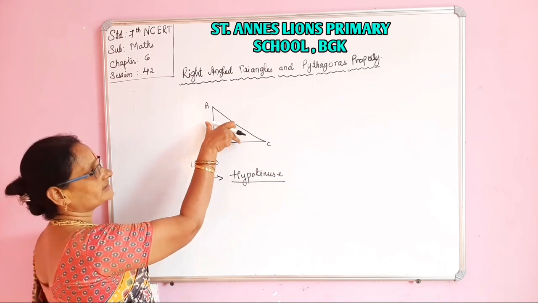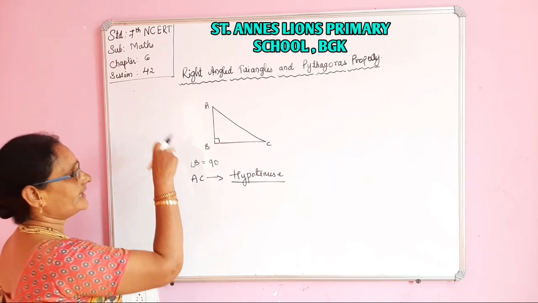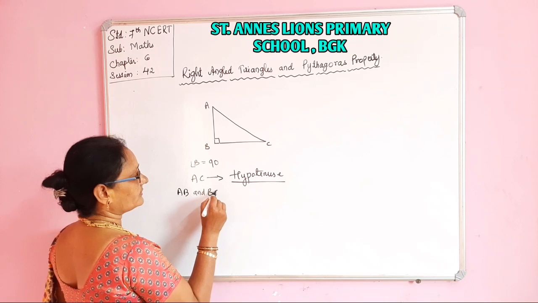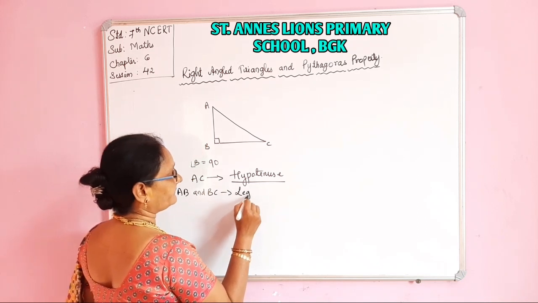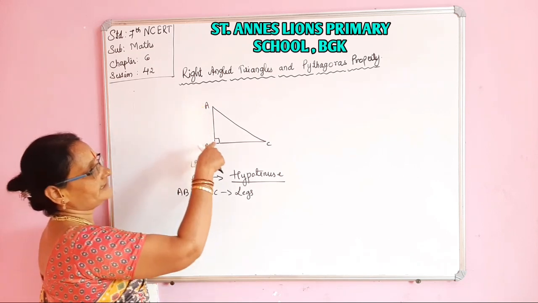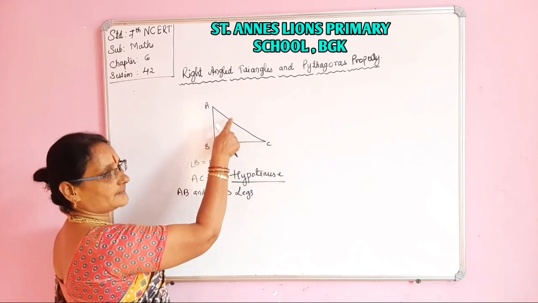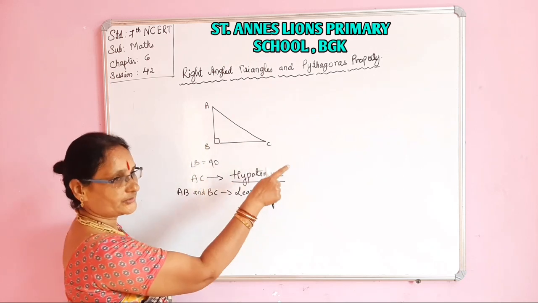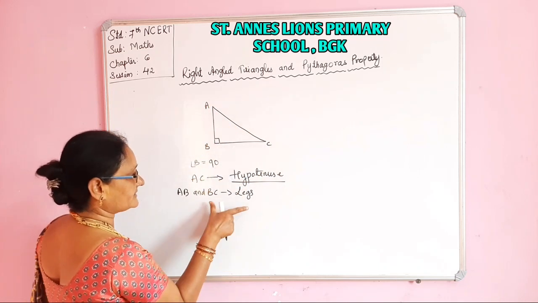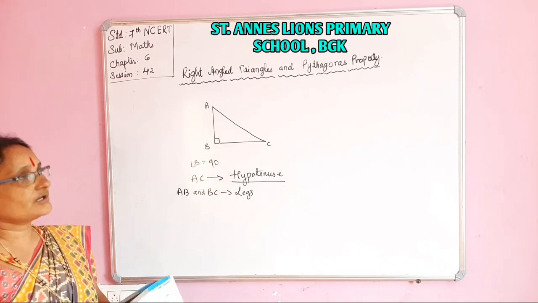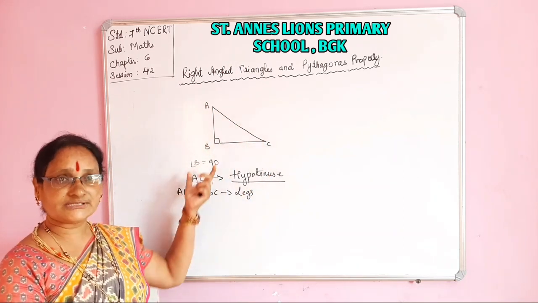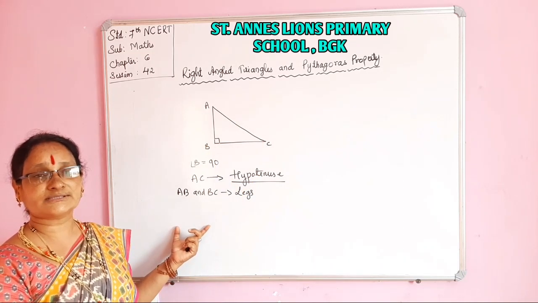And what about the other two sides in the right angled triangle? AB and BC are called the legs of the triangle. See here, in a right angled triangle, the side opposite to the 90 degree angle is called the hypotenuse. Here AC is the hypotenuse, and AB and BC are called the legs of the triangle. This is all about the right angled triangle. Then how do we apply the Pythagoras property to this right angled triangle?